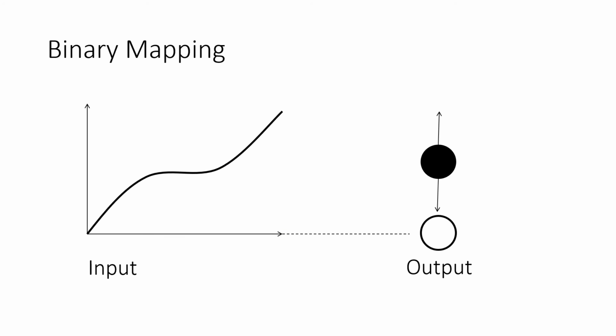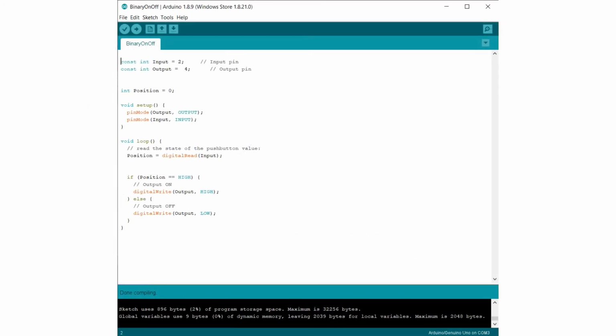First, we will look at binary mapping. The code, called a sketch in Arduino, is very simple, reading whether the input is high or low, that is, on or off. Then, when the input reads high, the output is also high, or on. When the input is low, the output is low, or off. This phrasing makes it very easy to provide the opposite, where when the input is off, the output is on.